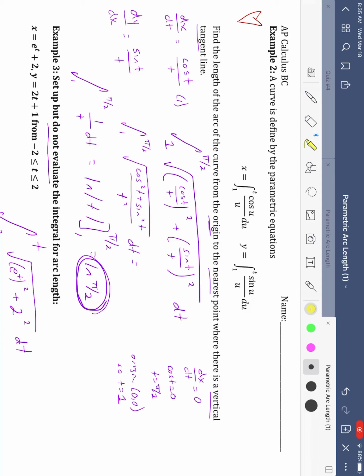All right, next thing, there's one more little added thought component to this. So it says, find the length of the curve from the origin to the nearest vertical tangent. So two things you got to be able to think about there. First off, the origin. So I actually did the origin down here. So the origin means not necessarily where t equals 0. Origin means you're on the xy plane at 0, 0.